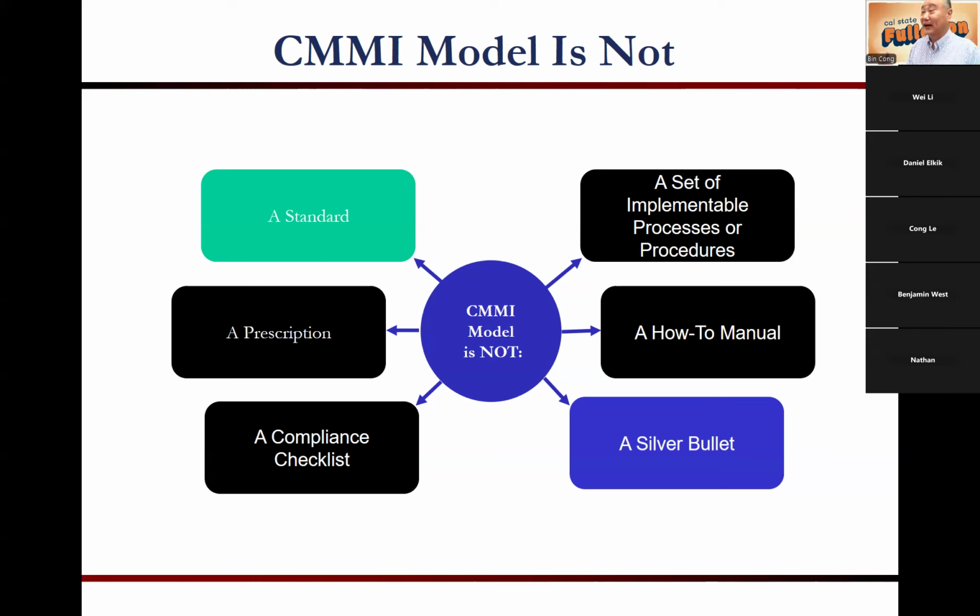I already talked about it: it's not a how-to manual. In CMMI we had process areas, but now we call them practice areas, because a process area is not a process. So we changed to practice area. It's not a set of implementable processes. If I have 17 PAs, it doesn't mean I have to create 17 processes to match each one. You do it based on your own context. So what is CMMI? Those PAs represent some proven characteristics of an effective way of building software.